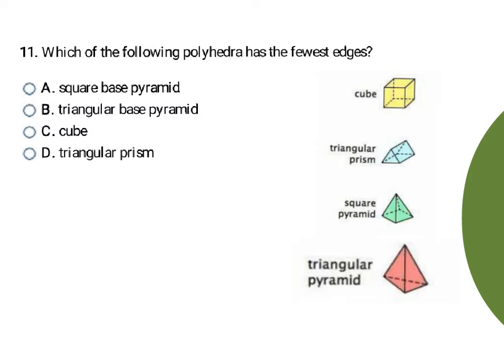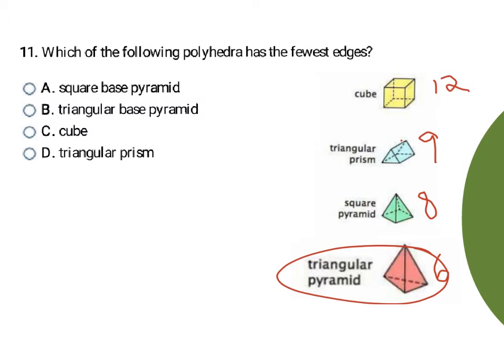So a cube is going to have 12 edges. A rectangular prism is going to have 9 edges. A square pyramid is going to have 8 edges. And then a triangular prism is going to have 6. So the one here with the least amount is a triangular base pyramid, which is choice B, my final answer.